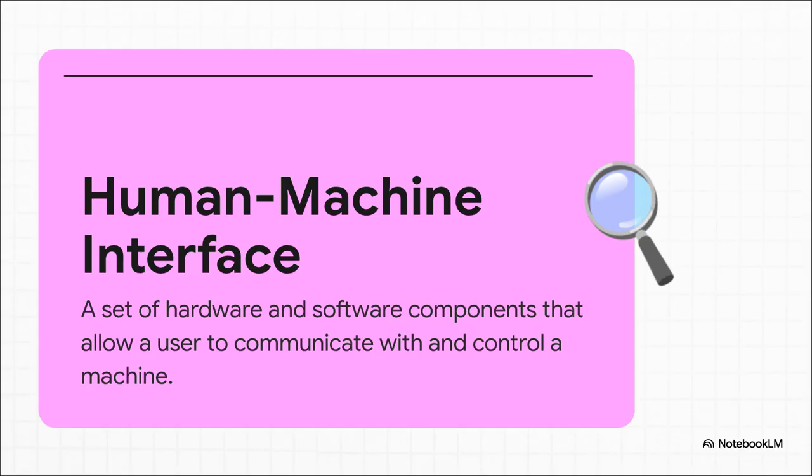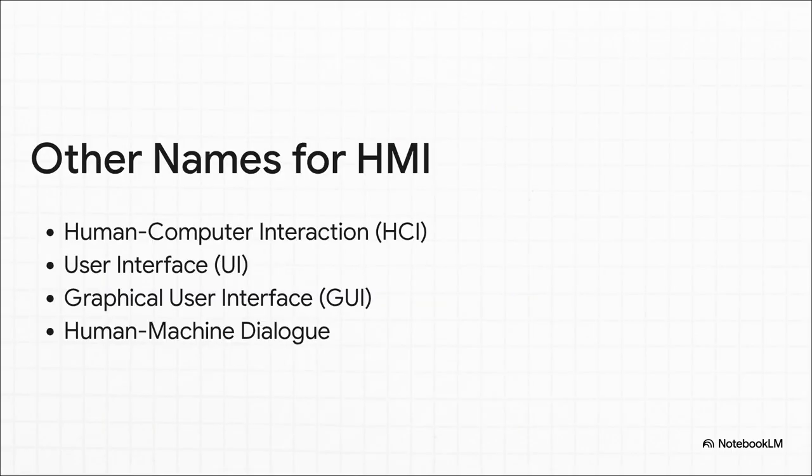So, an HMI isn't just one single thing. It's this whole collection of hardware, like your keyboard, your screen, your mouse, and software, like all the buttons and menus you see on that screen. All of it works together just so you can tell a machine what to do. And you've probably heard a bunch of other names for it too. Things like user interface, or UI, or graphical user interface, GUI. They're all different facets of the same really fascinating field that's all about one thing: making it easier for humans and technology to work together.